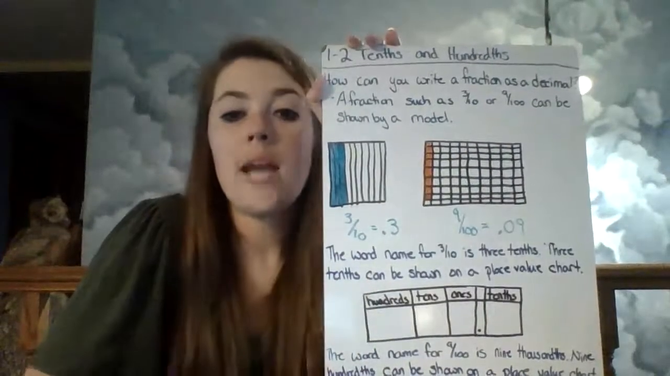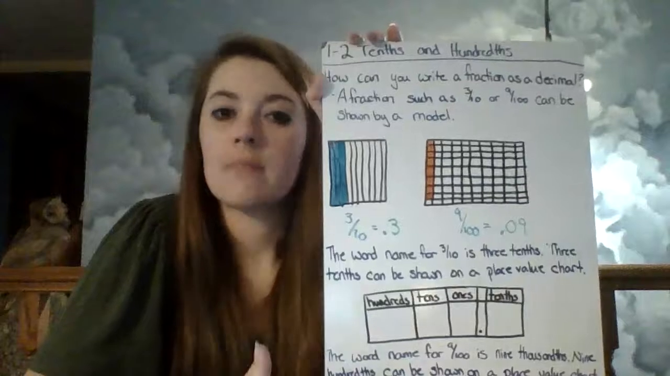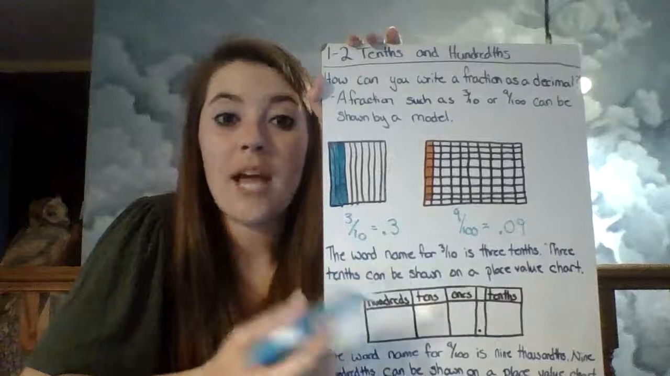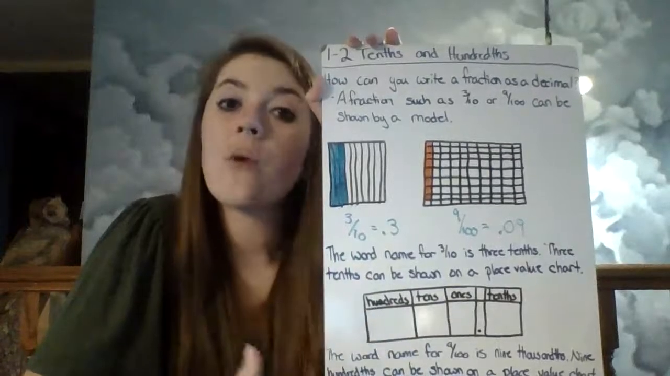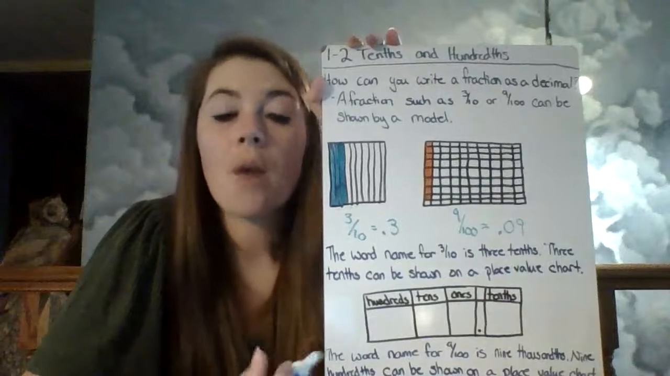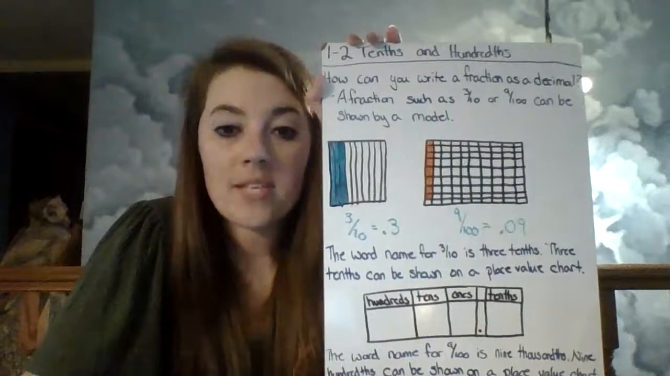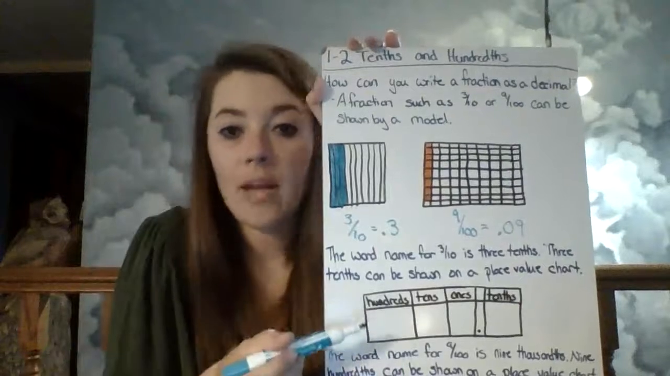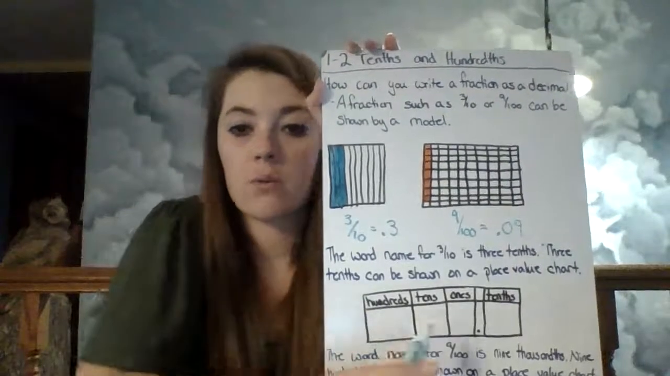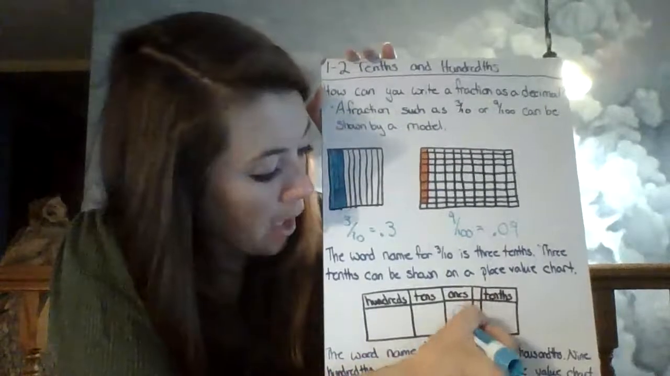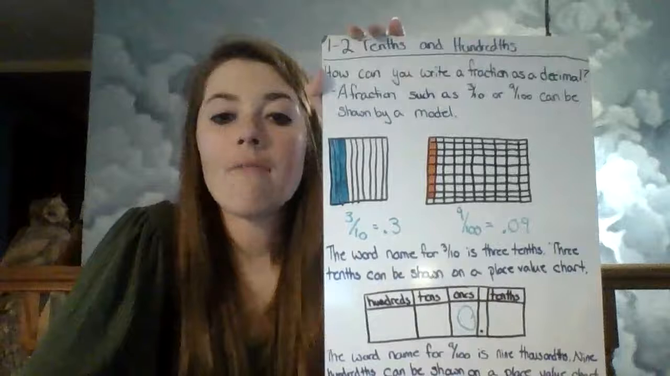So the word name for 3/10 is 3/10. Anytime you see 3/10, you'd call it 3/10. That also helps in figuring out what it looks like as a decimal, because if we think about our place value chart, we know where the tenths should go. So 3/10 can be shown on a place value chart. Do we have any hundreds or tens? No, those don't exist. Do we have any ones? Nope. But for this, we want to have that 0.